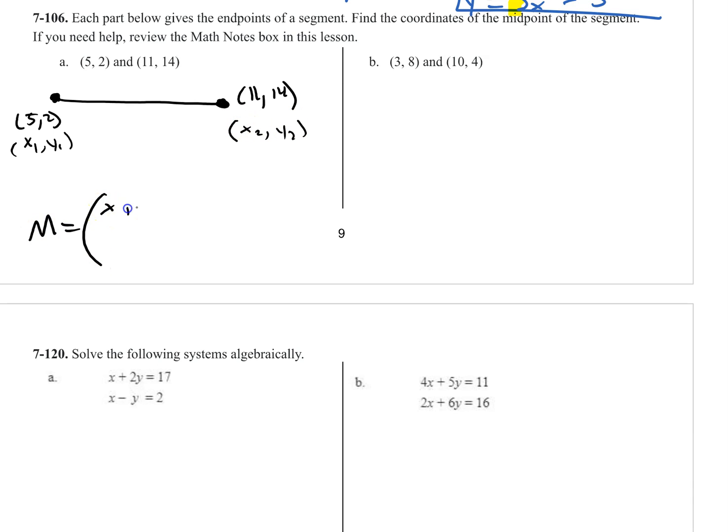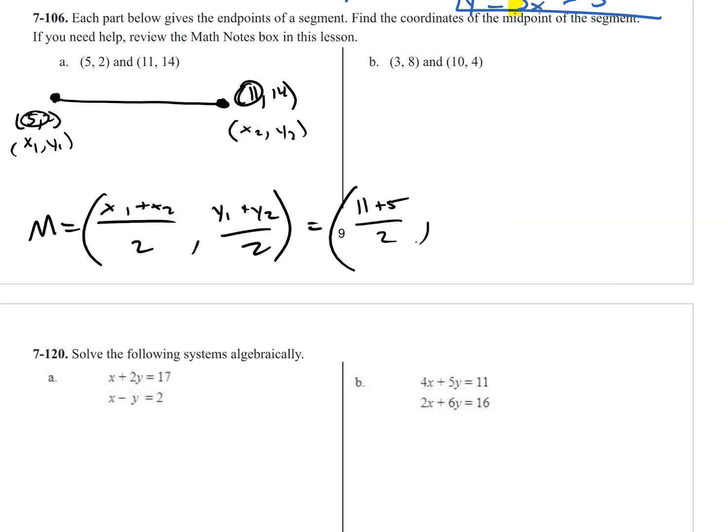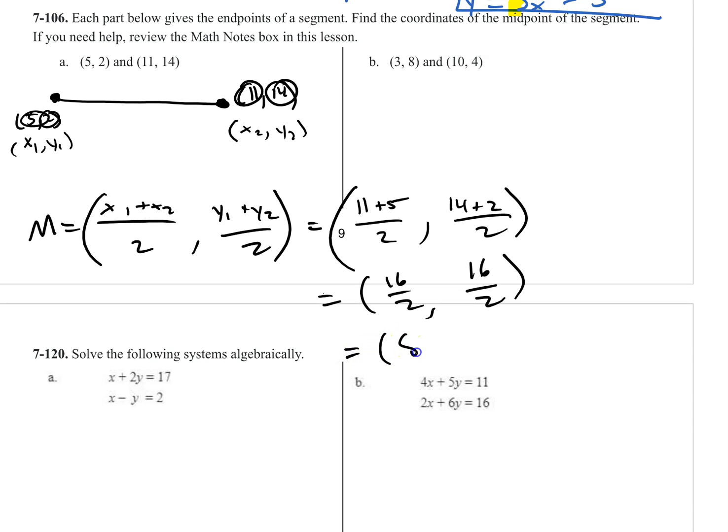We're going to need to take the average of the x coordinates, x1 plus x2 divided by 2. Then we're going to need to take the average of the y coordinates. That's y1 plus y2 divided by 2. So x1 plus x2, that's 11 plus 5 over 2. And then y1 plus y2, that's 14 plus 2 divided by 2. That's 16 over 2, 16 over 2. So the midpoint is 8, 8. That means if you go to the middle of the line, M, it has coordinates 8, 8.